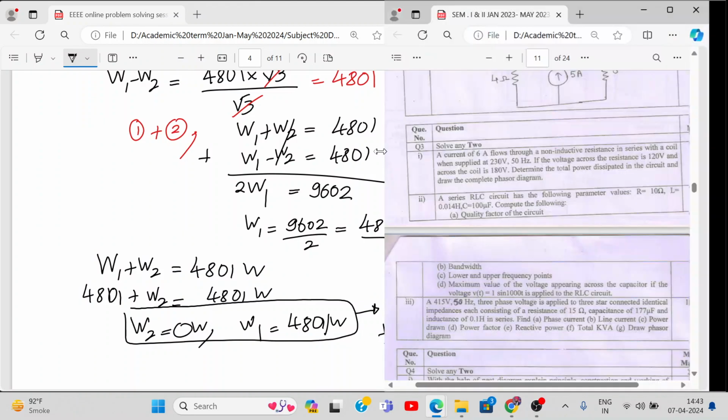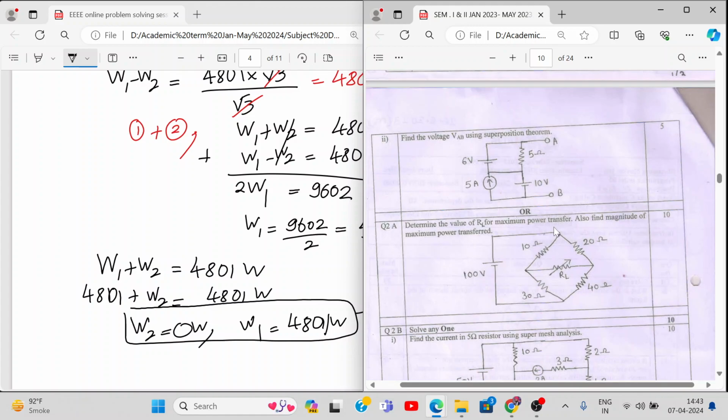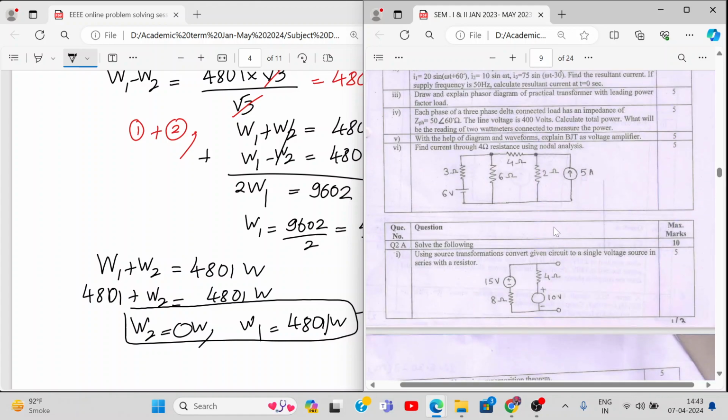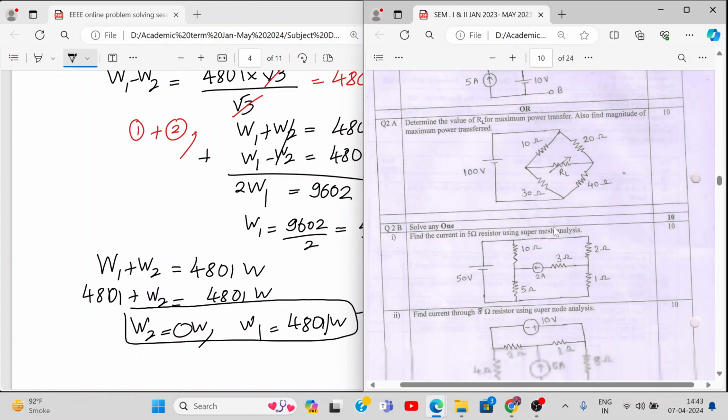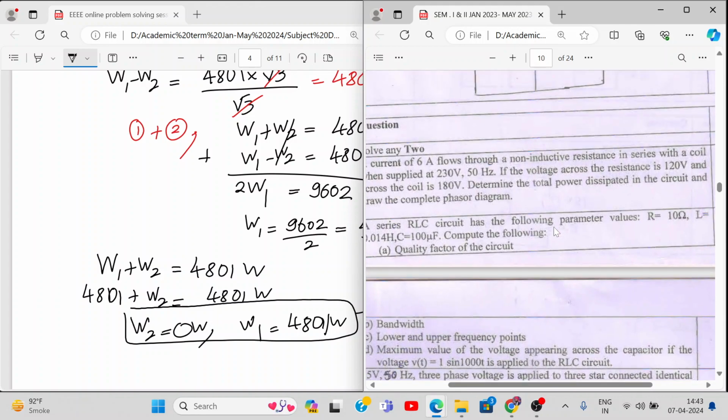Now we have to go to question number 3, because question number 2 is all based on DC circuits. We are only solving AC circuits. Can I start this?